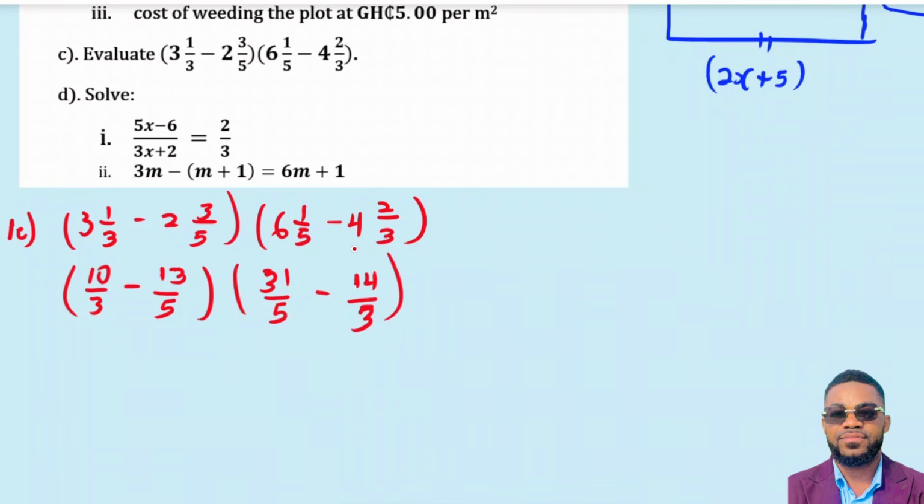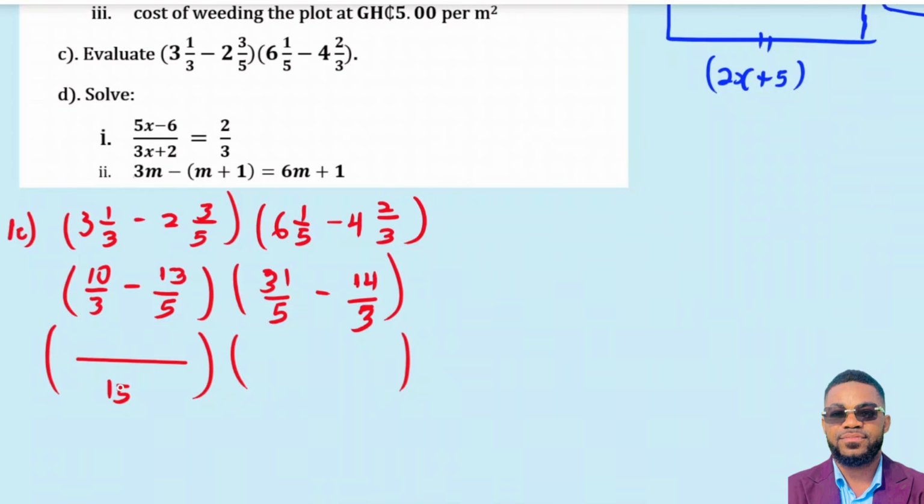I hope you're not confused here. So now we have to simplify the content in each bracket, and now we are subtracting. So let me get the first one. The LCM is going to be 15 for 3 and 5. So we have 15 here. Don't forget that we are multiplying everything that we get.